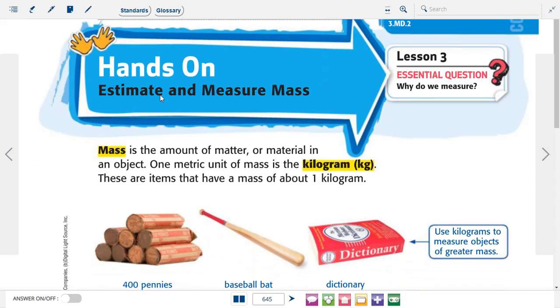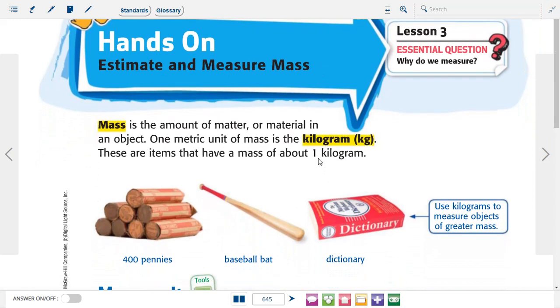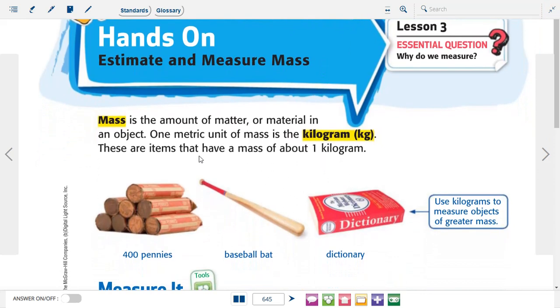Lesson 3, hands-on, estimate and measure mass. So today we're going to talk about something we call mass. What is mass? It is the amount of matter or material in an object. For example, look at those pennies. Pennies are made of copper. So how much copper is inside the pennies? This is mass. Look at the baseball bat. It is made of wood. So how much wood is inside the bat? This is mass. So the amount of matter or material in an object is mass.